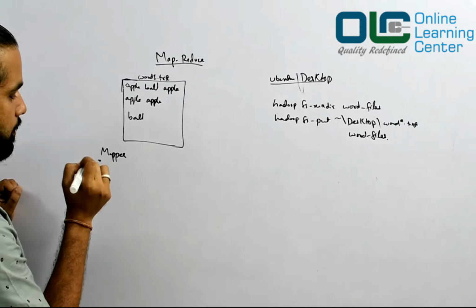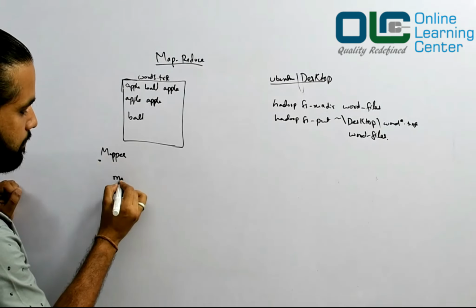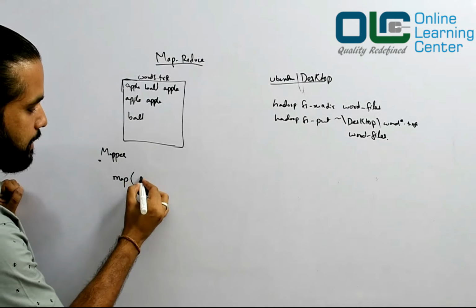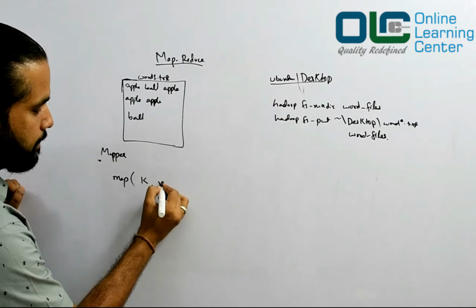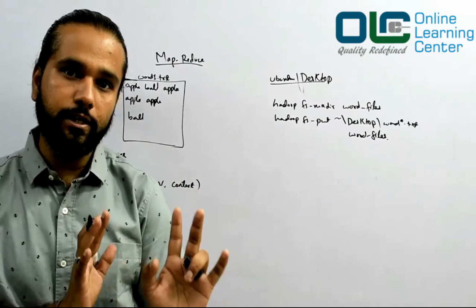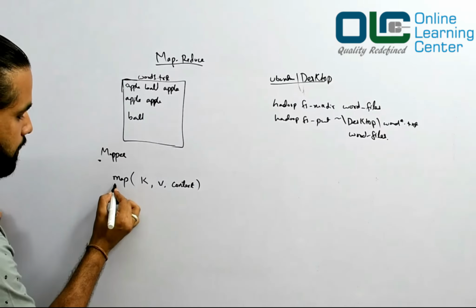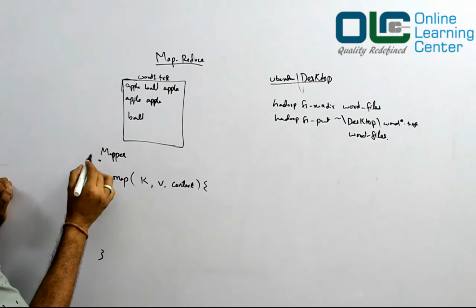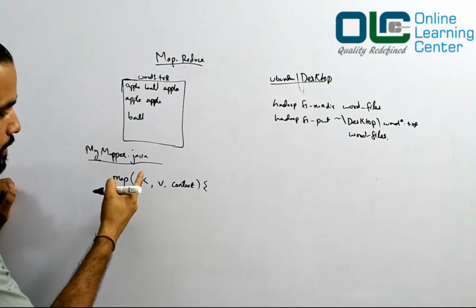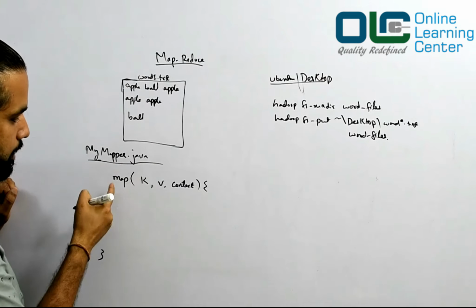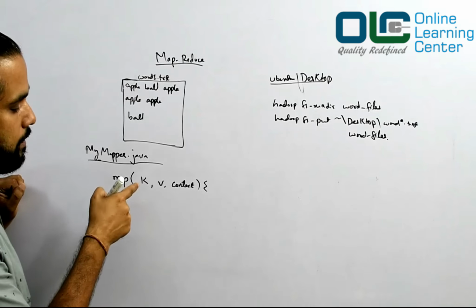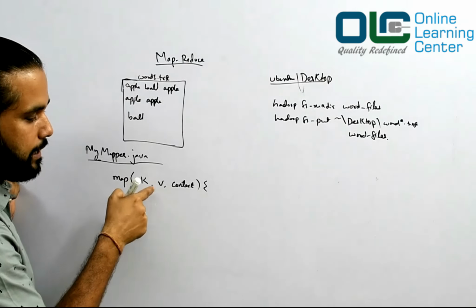It is a Java class where you will have a map method, and in this map method you will get a key, a value, and one thing called context. What are these? We will learn in great detail, but theoretically, let us try to understand this today. This is your mapper class, mymapper.java, wherein you have a map method. This map method will get the data in the form of key and value.